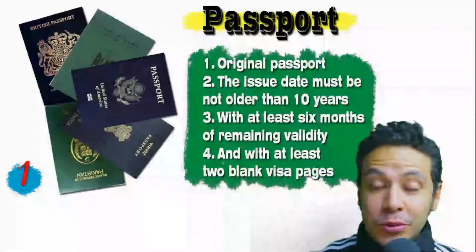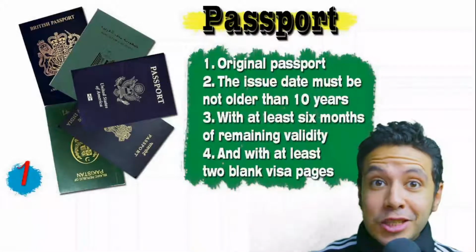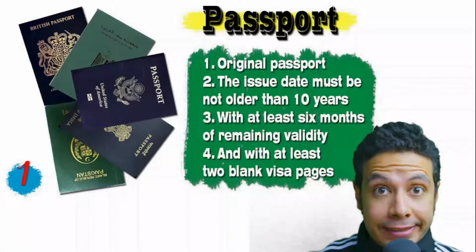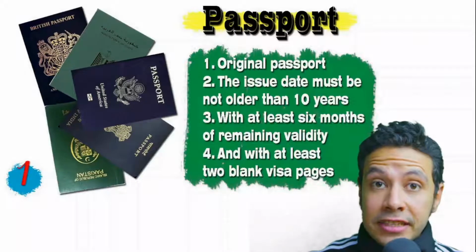So what are the required documents that you will need while applying for any visa? Speaking about your passport, it must be original and it must not be older than 10 years, with at least 6 months of remaining validity and with at least 2 blank visa pages for the stamps.